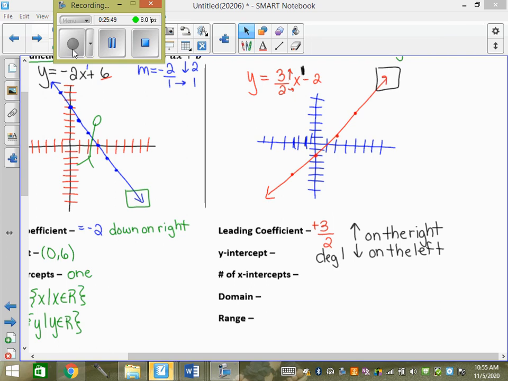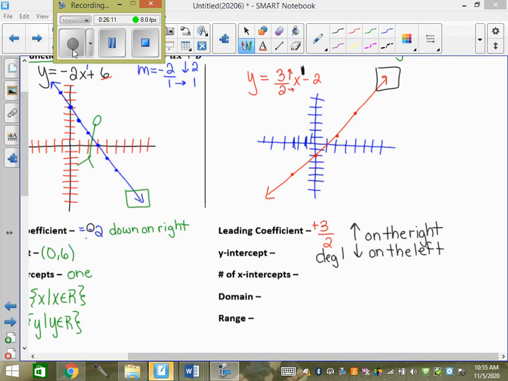So what tells you that it's going to the upright? The positive sign on the leading coefficient. If it was negative, you'd be going down on the right. How do you know if it's going left? It's always the right first. Okay, that makes sense.